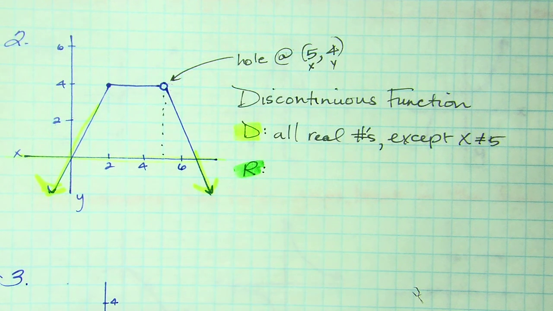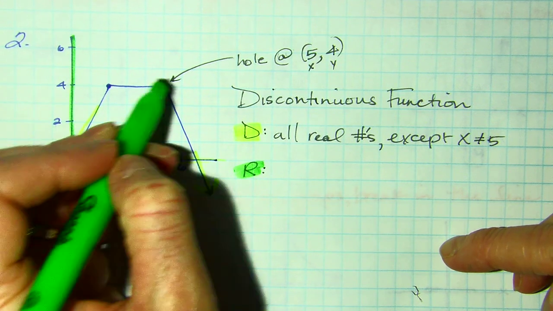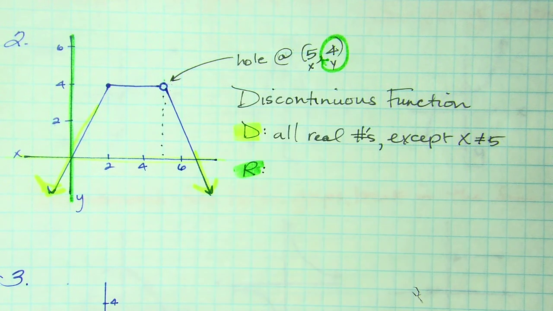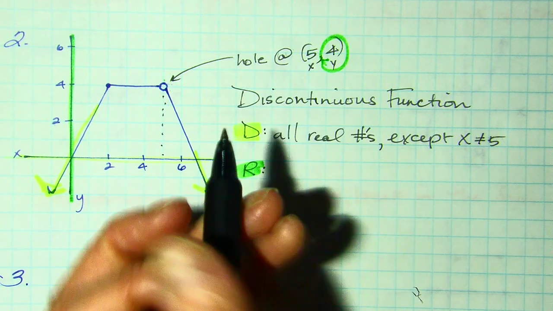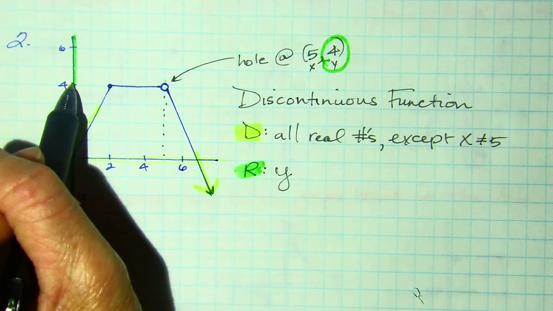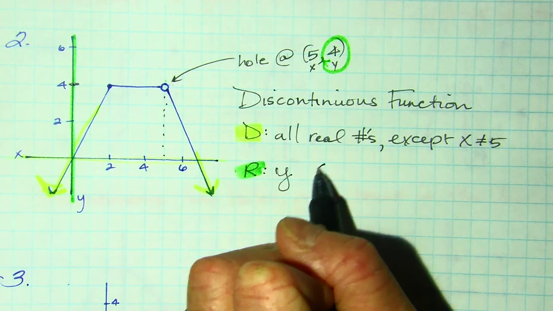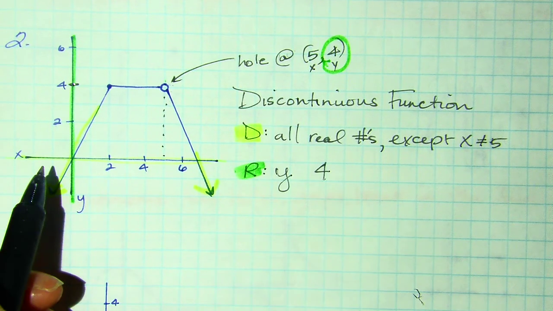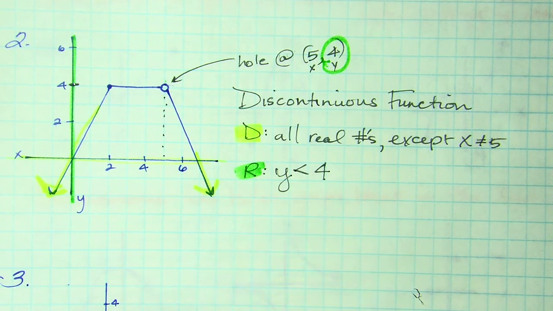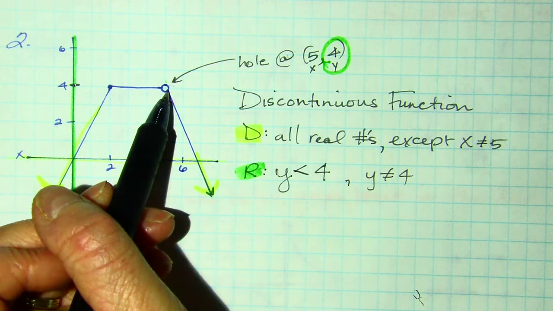So range. I'm now looking at my y values, and I notice there is a hole where y equals 4. I also notice that my y values start right here. There are no y values above 4, so y is below 4, so y is less than 4. But notice y cannot equal 4 because that's where the hole is.